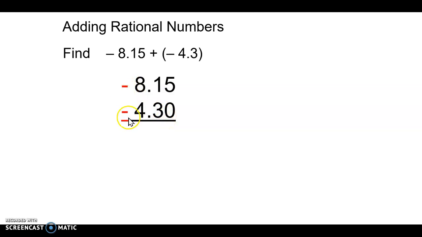So again, two negatives mean we're going to add. So I'm going to add these up. 5, 4, 12. Decimal comes straight down. And since they were both negatives, you keep the negative sign. So it's negative 12.45. So that's pretty much it with decimals. Make sure you line your decimals up. Make sure you put the bigger one on top. If you have to add zeros, you can, and then use the integer rules.